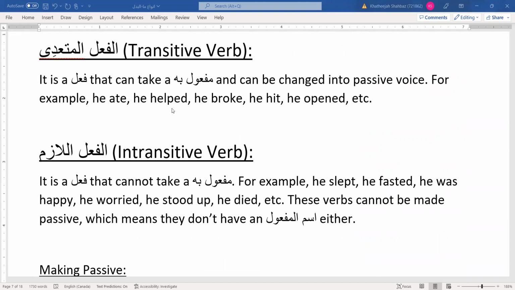For example, I say he helped. The question can be he helped who? So the answer is his neighbor. So his neighbor is maf'ul bihi. He helped his neighbor. His neighbor is maf'ul bihi. So this is what maf'ul bihi means. It answers the question who or what in a sentence. Thank you. No problem.